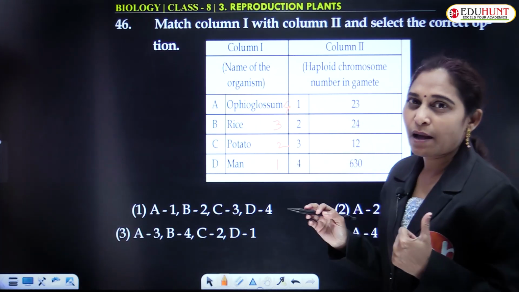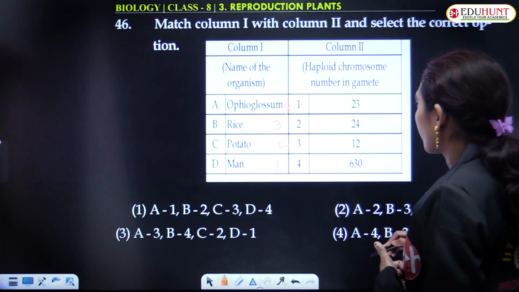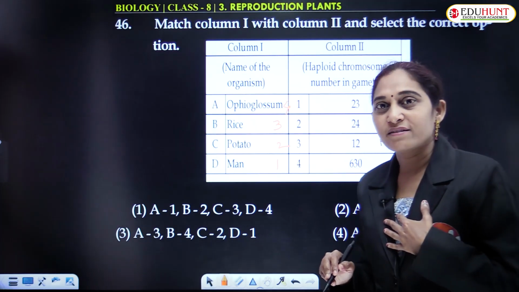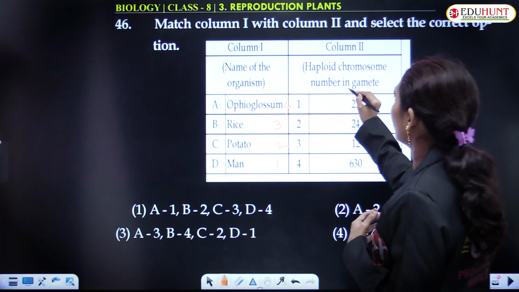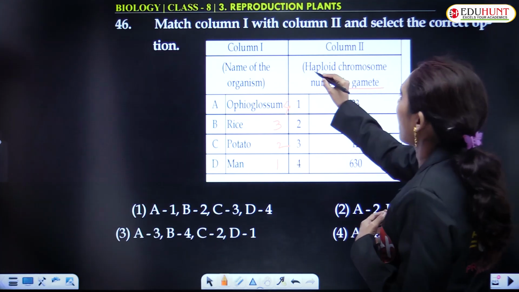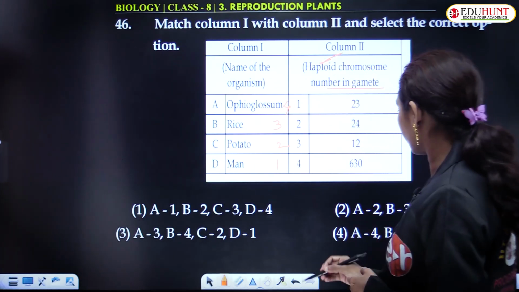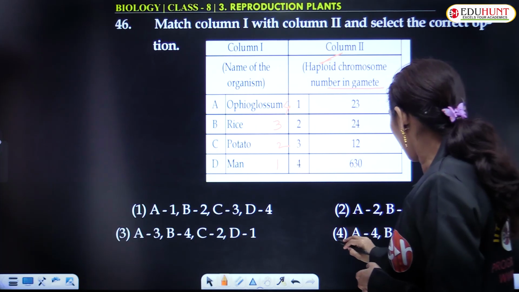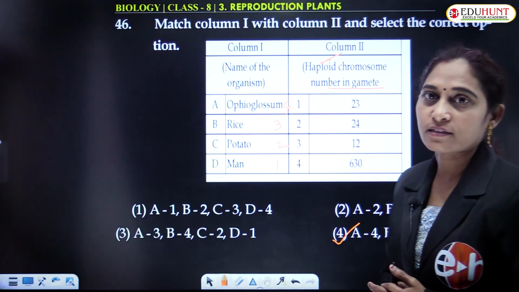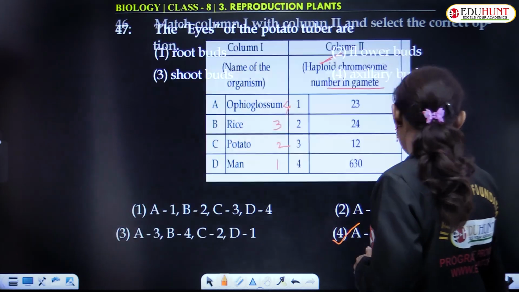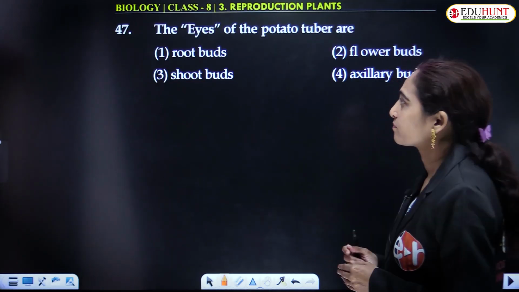So, it is the haploid number of chromosomes. We have 23 pairs. Here it is given as the gametic number in the gamete, that is haploid. So, the answer is 4321. Yes, it is the correct answer. Descending order it is given.